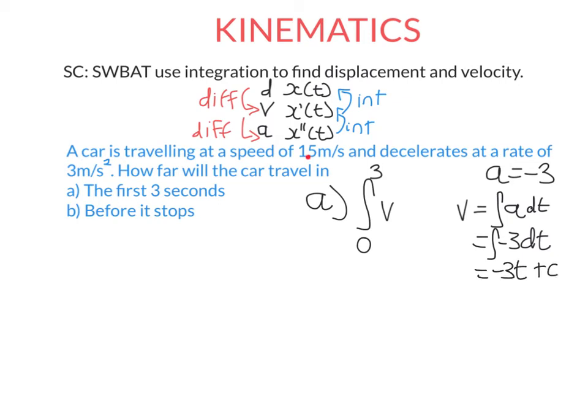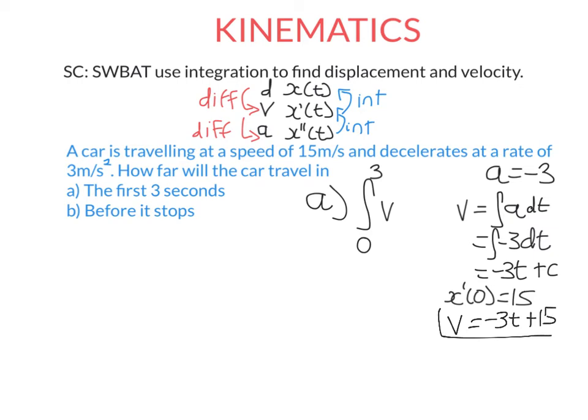Now, if the car was originally traveling at 15 meters per second, that's telling me that the velocity when t equals 0 is equal to 15. So if I substitute velocity as 15 and t as 0, I get c equals 15. So because of that, the velocity function is minus 3t plus 15.